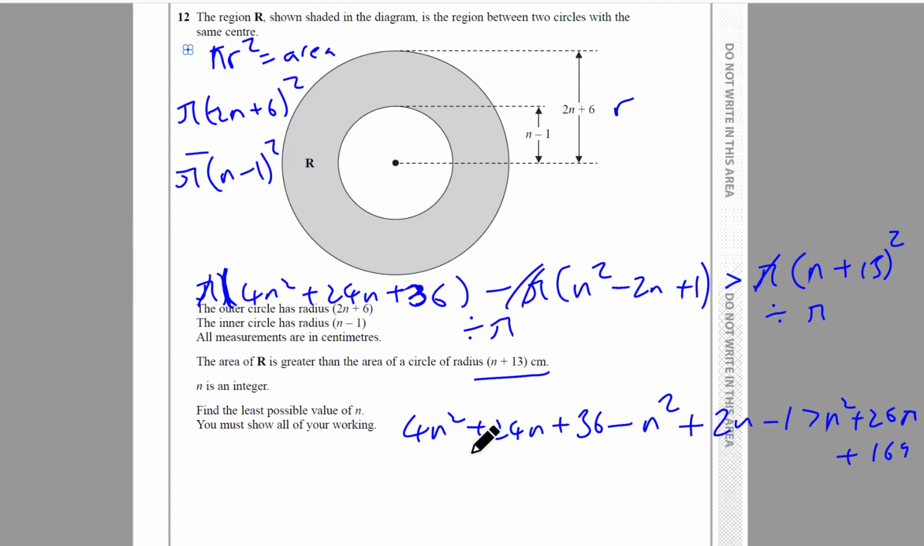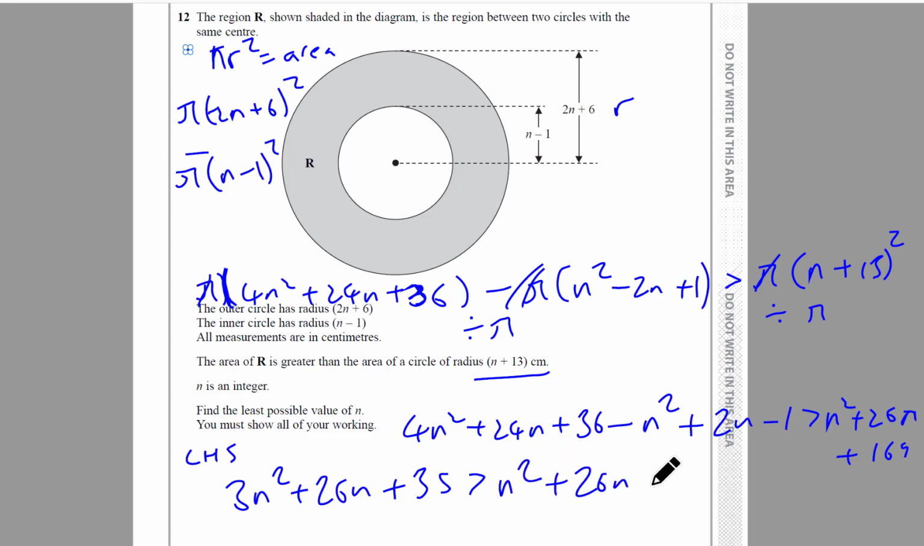So let's simplify this left hand side. 4n squared minus n squared, we're going to have 3n squared. 24n plus 2n, that's going to give us 26n. Plus 36 minus 1 is plus 35, and that's going to be greater than n squared plus 26n plus 169.